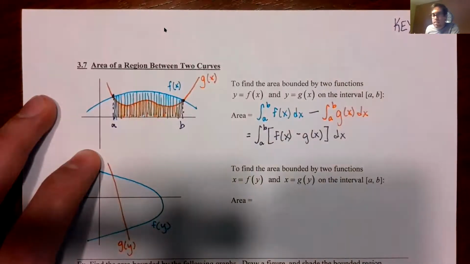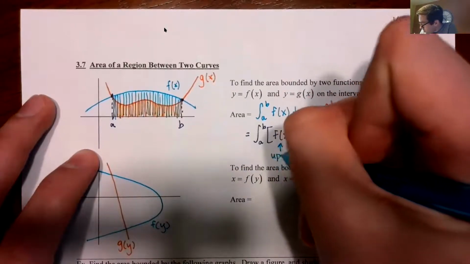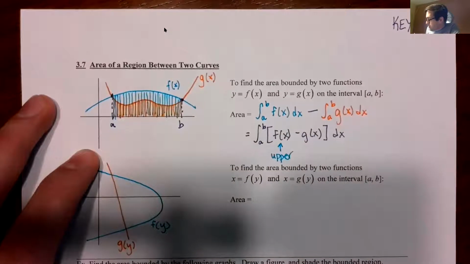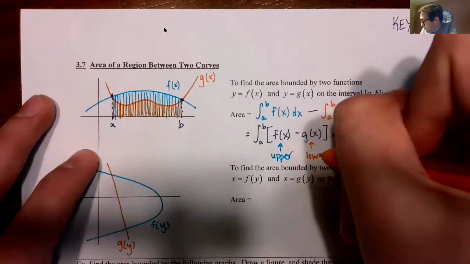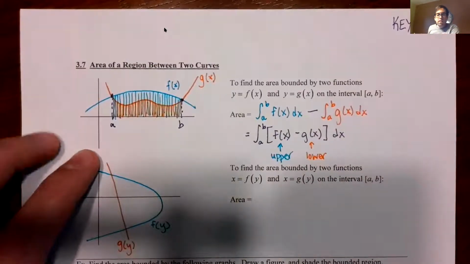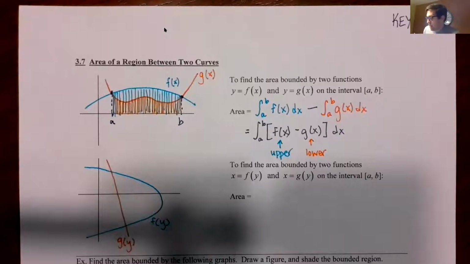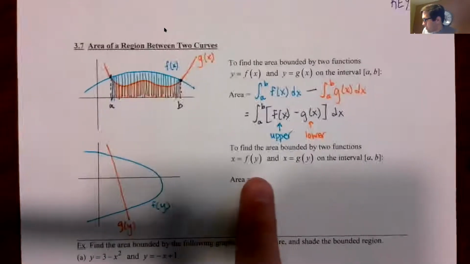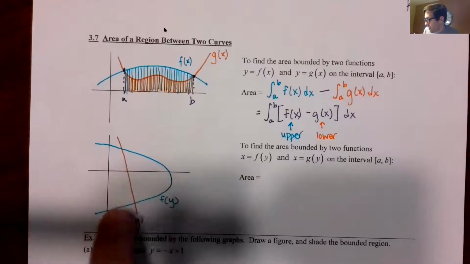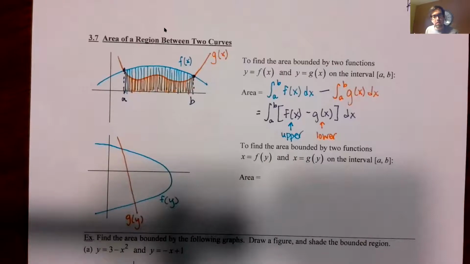dx. The most important thing, though, is that the first function that you put in here is always the upper. The second function that you put in here is always the lower. So that's what we're looking at here. This next part is when we have a region that is bounded by two functions, and we're going to go in the y direction. We're going to come back to that and just apply that first section first.